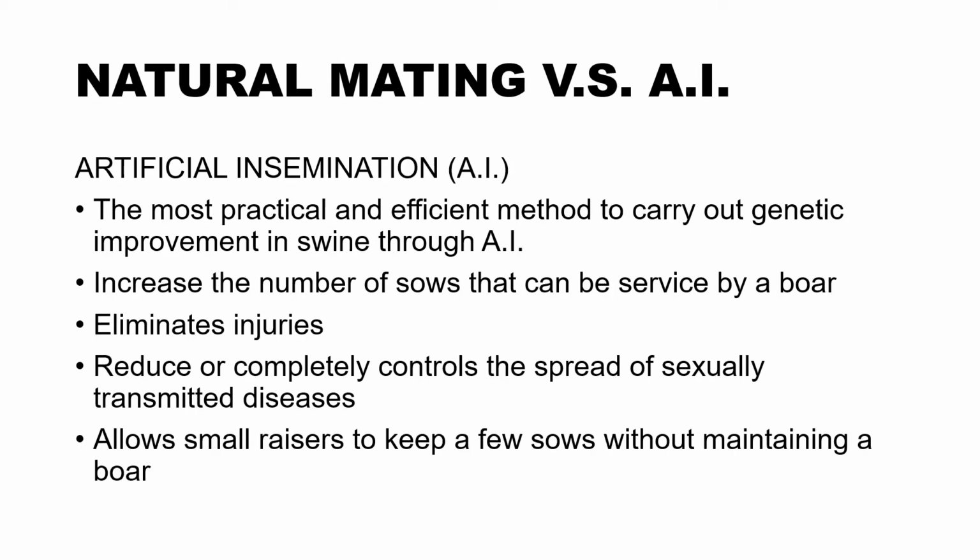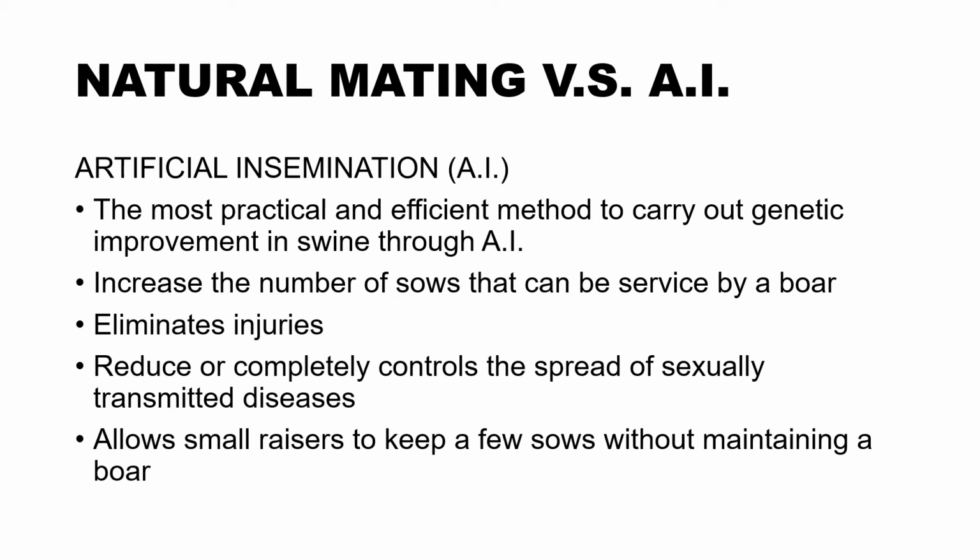Then for artificial insemination naman, it is the most practical and efficient method to carry out genetic improvement in swine production. So, increase the number of sows that can be serviced by a boar. So, yun yung isang advantage niya ng AI. Increase the number of sows that can be serviced by a boar. Kasi, most probably, it can only service around 5. Pwedeng ganun per day. 5 to 10, depende.